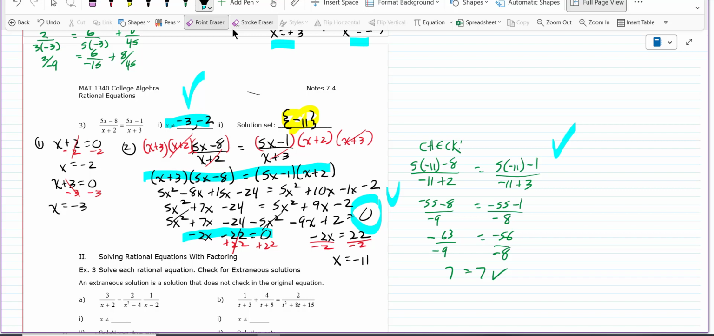Okay, so I'm going to go ahead and stop the video here. This will be the first type of rational equation you want to learn how to do. The second part of the video, we'll look at a little bit different situation. All right, so I hope this helps you to be successful with solving these kind of problems.